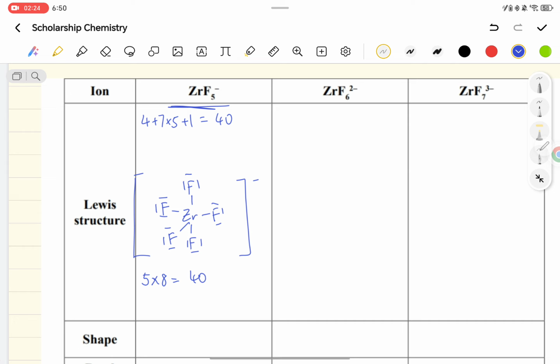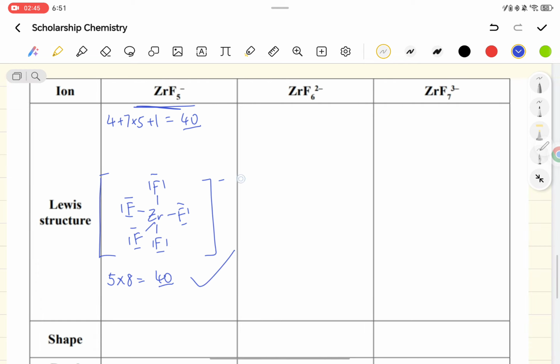Now, the number of valence electrons in our structure is the same as in the actual ion, ZrF5-. So we don't need to add any more lone pairs onto the central Zr atom, and hence this structure is correct. Let's move on to the next one.